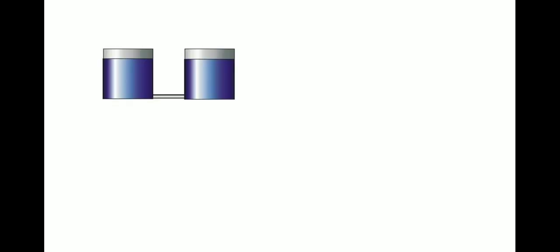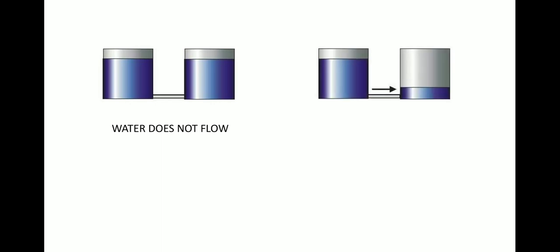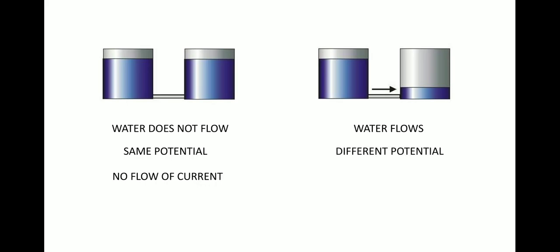In the previous video we learned that if there are two tanks with water of the same height or same level, then there will be no flow of water. But if the two tanks have the water at different heights or different levels, then the water will always flow from the higher level to the lower level. Similarly, if two objects are at the same potential, then there will be no flow of current. But if the two objects have different potential, then the current will flow.